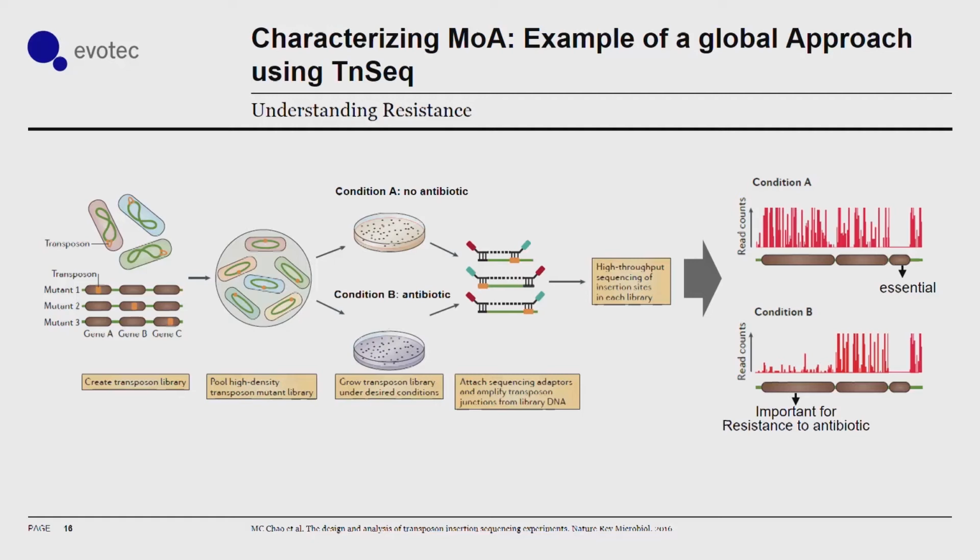And here you see condition A is without antibiotic, condition B is with the antibiotic. And you see in condition B, the mutants in the first gene disappeared. So that means that these mutants have been wiped out by the challenge of the antibiotic. So they are much more susceptible to the antibiotic. So this gene is important for the resistance to the antibiotic. If you do that on the whole genome, then you get a full picture of how your compound interacts with the genome.